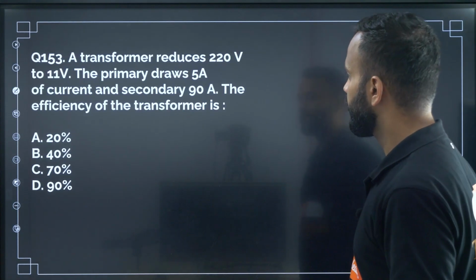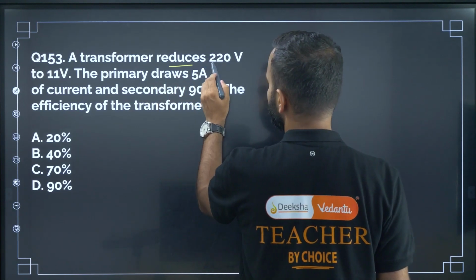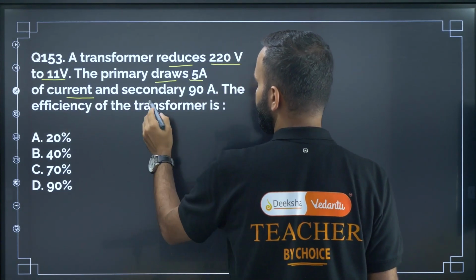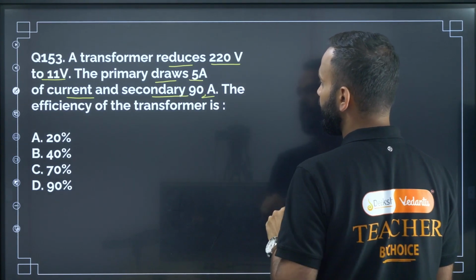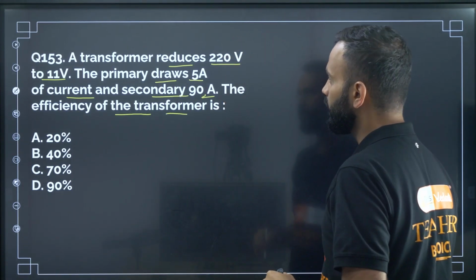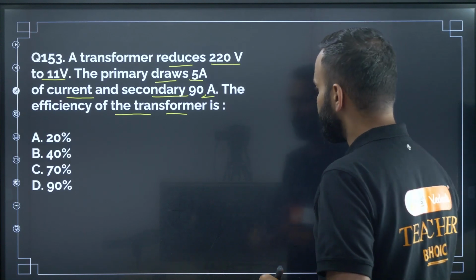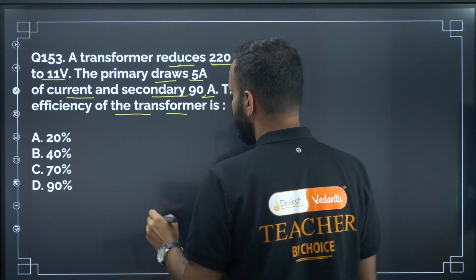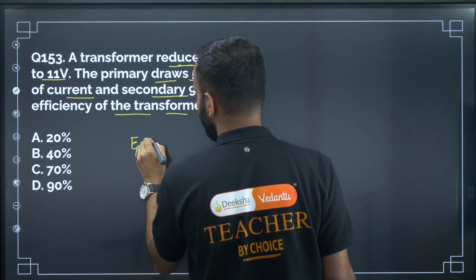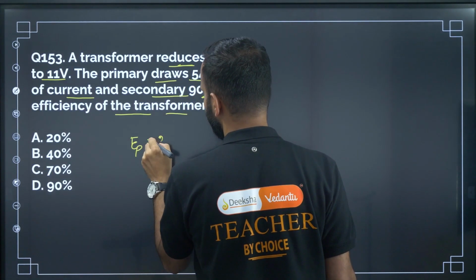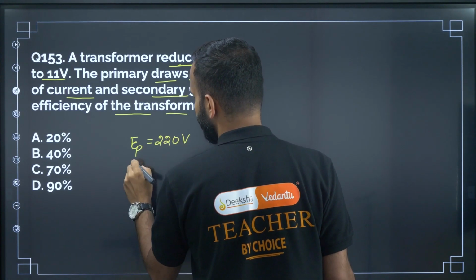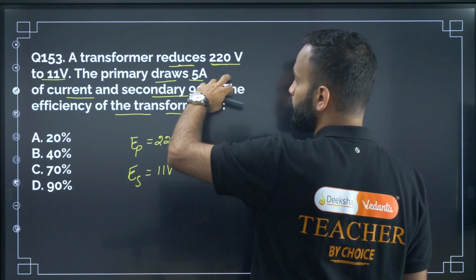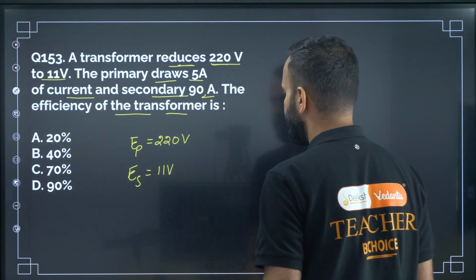Next question. Question number 153. A transformer reduces 220 volt to 11 volt. The primary draws 5 ampere current and secondary draws 90 ampere. The efficiency of the transformer is. So here the transformer reduces 220 volt to 11 volt, right? So that is EP, that is voltage in the primary coil, EP is equal to 220 volt. ES is equal to 11 volt. That is a step down transformer, right?